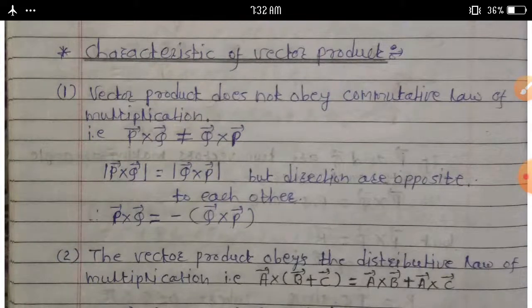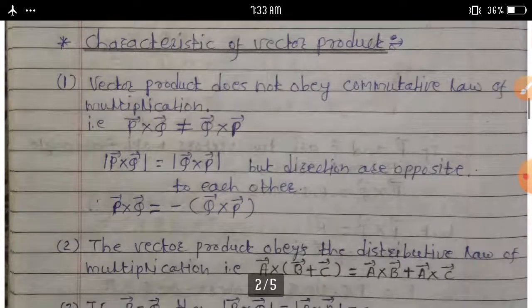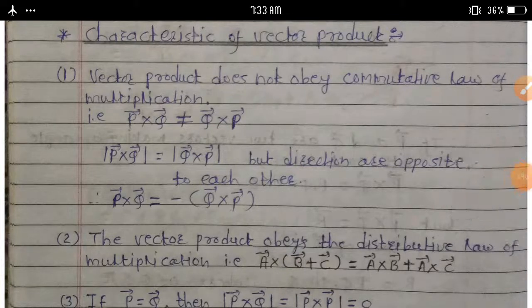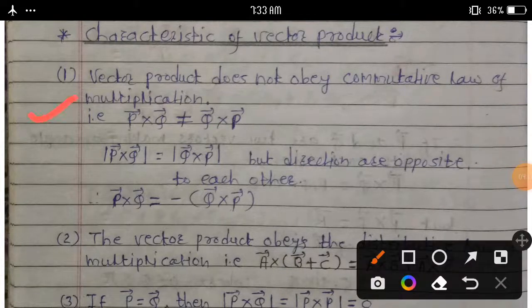Then we discuss the next point, characteristics of a vector product. We can discuss one by one the characteristics of the vector product of two vectors. First characteristic, vector product does not obey the commutative law of multiplication. Vector product does not obey the commutative law of vector multiplication.